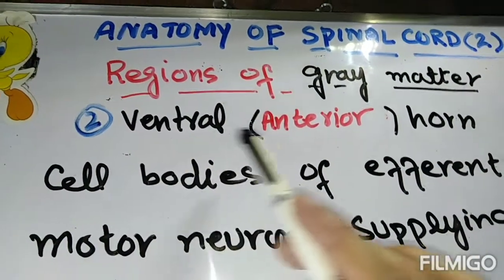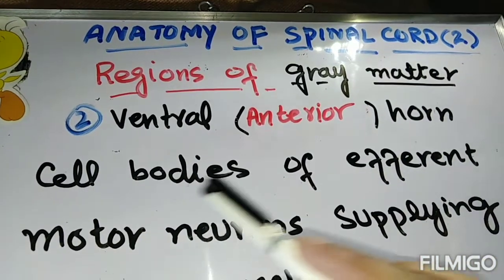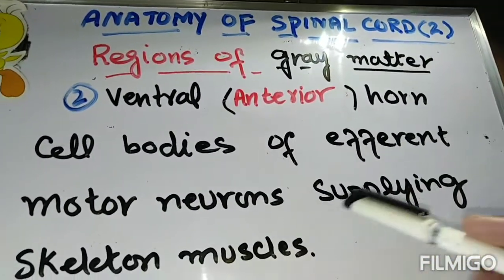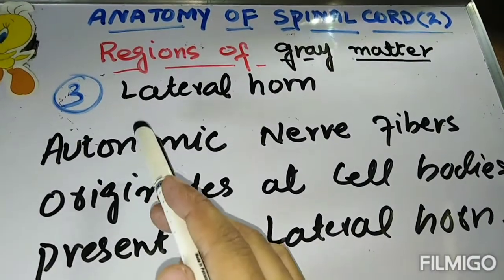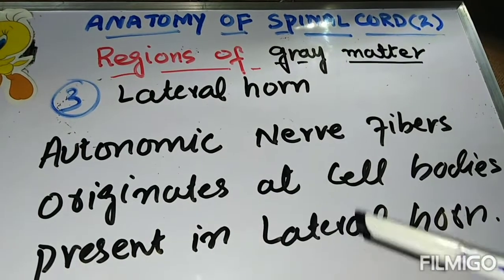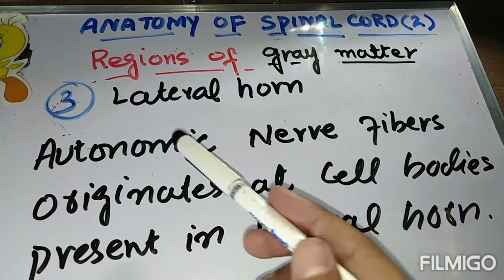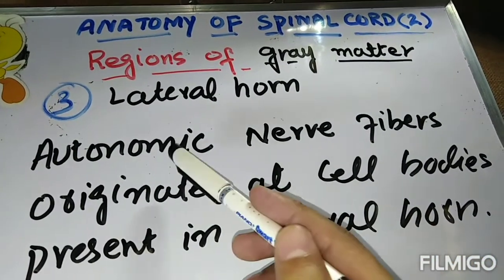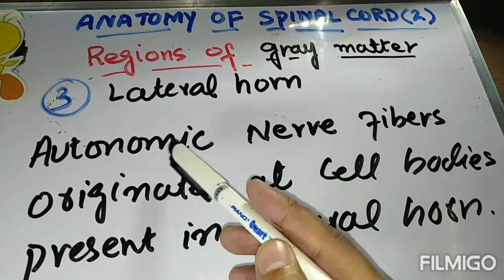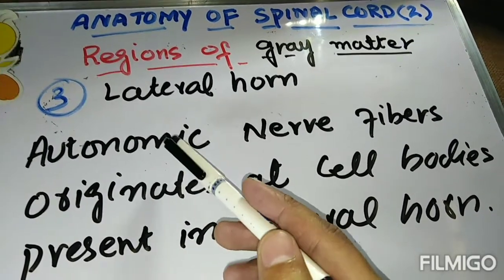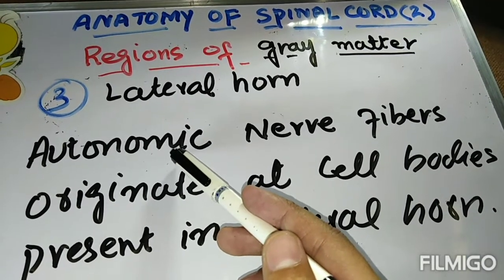And the ventral or anterior horn of the gray matter of the spinal cord contains cell bodies of efferent motor neurons that supply skeletal muscles. And the third horn, the lateral horn, contains the cell bodies from which the autonomic nerve fibers originate. The autonomic nervous system is part of the peripheral nervous system, and it controls the involuntary actions.